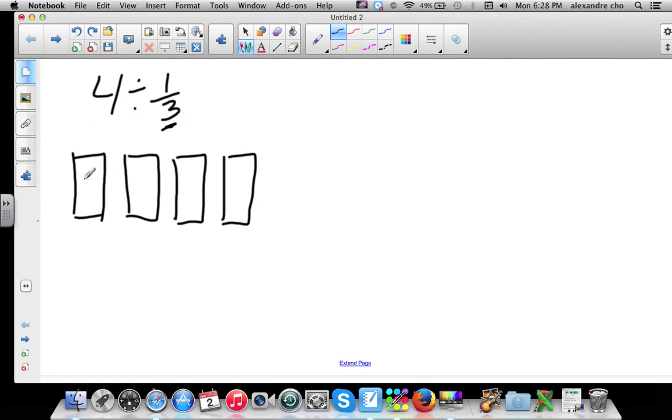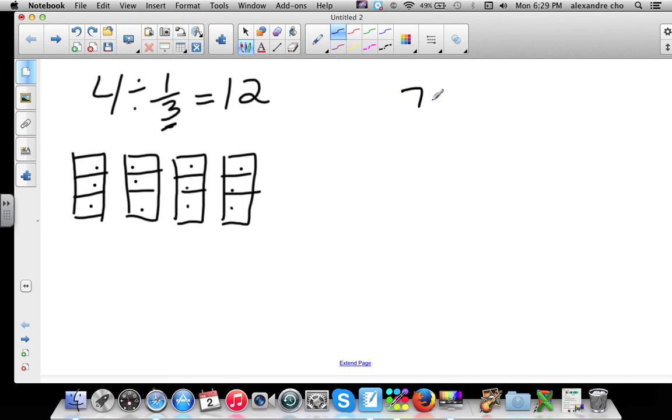So take your first bar here, cut into thirds. Take your second, cut into thirds. Take your third, cut into thirds. And take your fourth, cut into thirds. So how many thirds do we have in total? 1, 2, 3, 4, 5, 6, 7, 8, 9, 10, 11, 12. So if you have 4 chocolate bars and you want to break them into thirds, you would have a total of 12 little pieces.